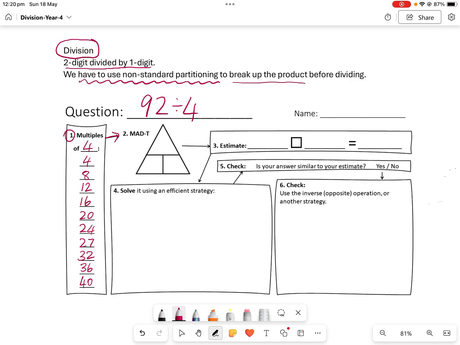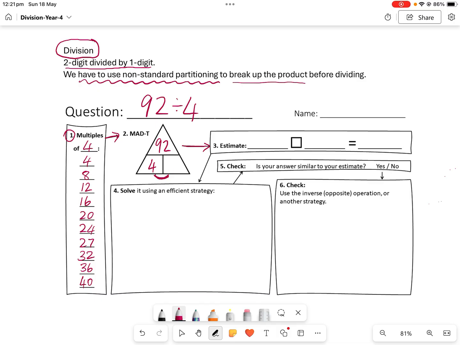And I needed to write the multiples down because I'm going to have to break my product into parts that can be divided by 4 easily. So I've got 92 divided by 4 is, I don't know. So I'm actually trying to find out what 4 times what makes 92, aren't I? Okay. So I'm going to take that out.